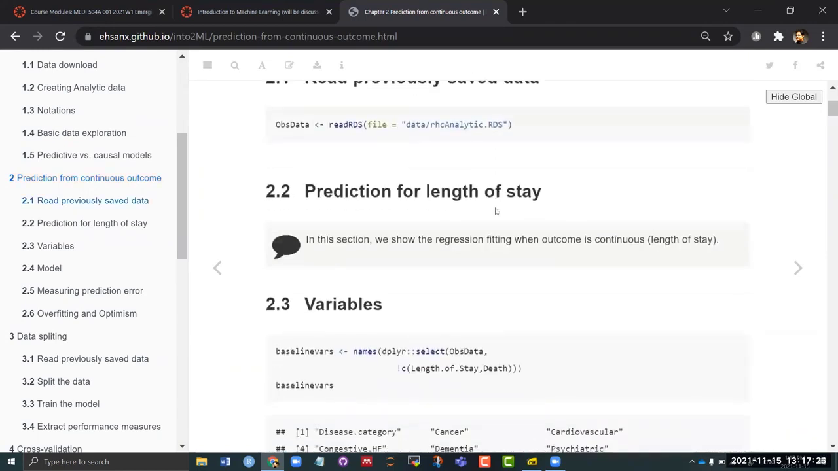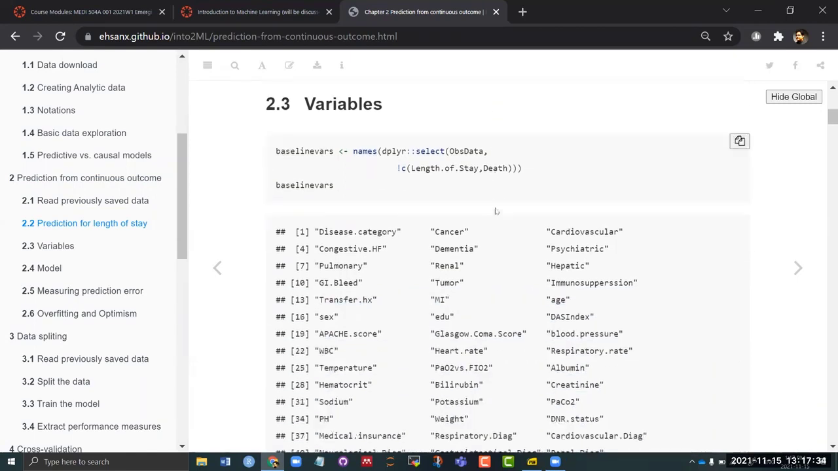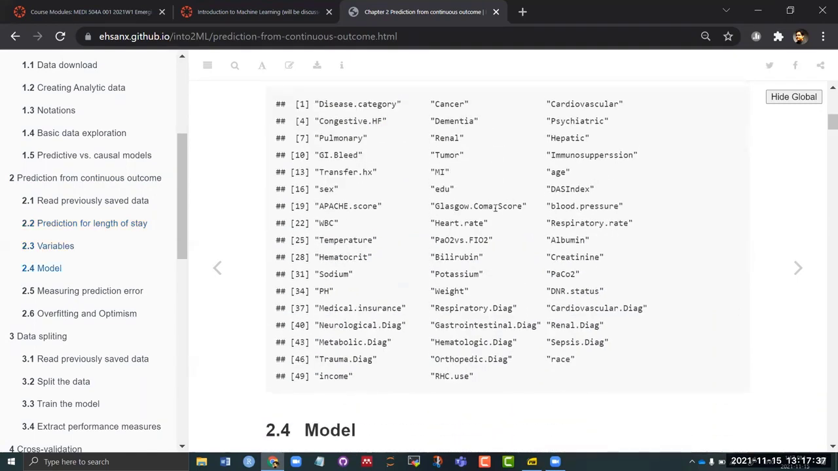What I'm going to do is predict this length of stay variable that I have using all of these other variables. So what are these other variables? As I said, I have 50 covariates in this data set. Within these 50 covariates, I have disease category, cancer, cardiovascular disease, and all that. So there are many variables given in that particular data set, and I'm trying to use all of these variables to predict my outcome, length of stay, right?